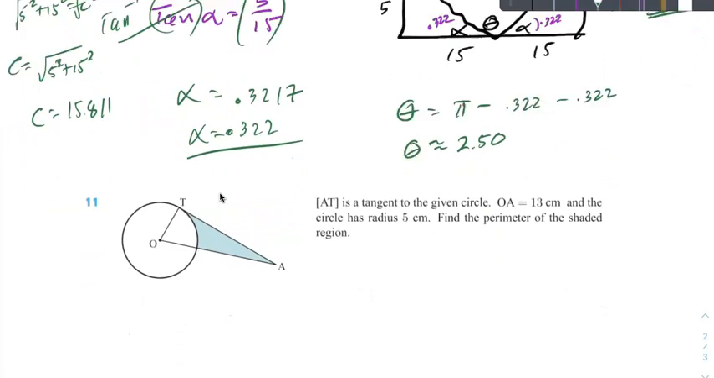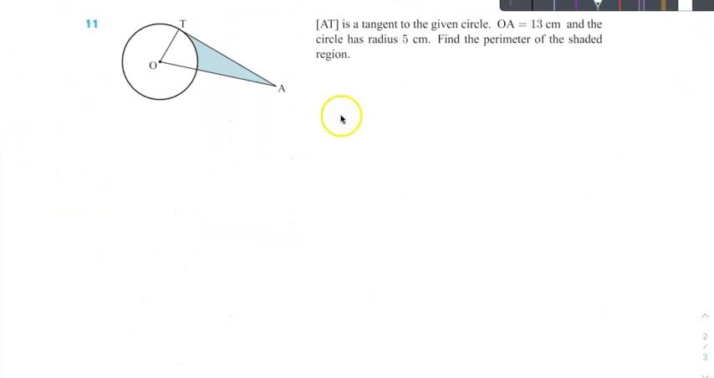Okay, let's do one more real quick. AT is a tangent to the given circle. So right there, when they tell you something's tangent, that means it makes a right angle. So that's a right angle. OA is 13. That's 13, and the circle has a radius of 5. So it means that this is 5 and this is 5, which lets me know this is 8.